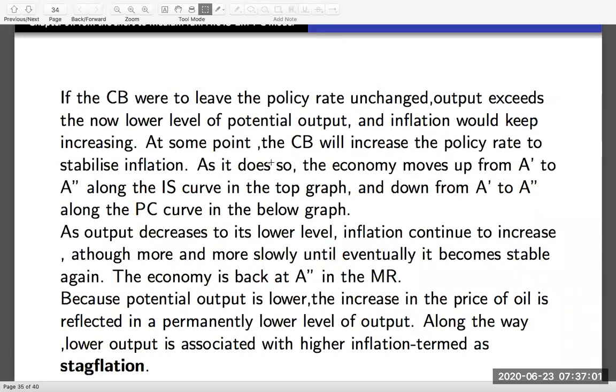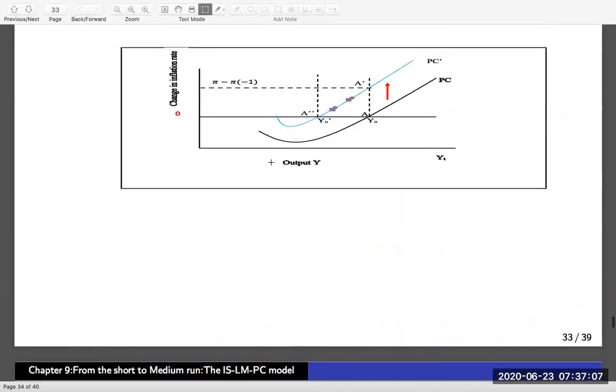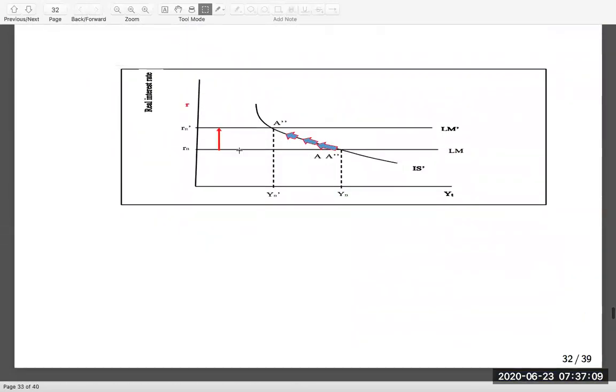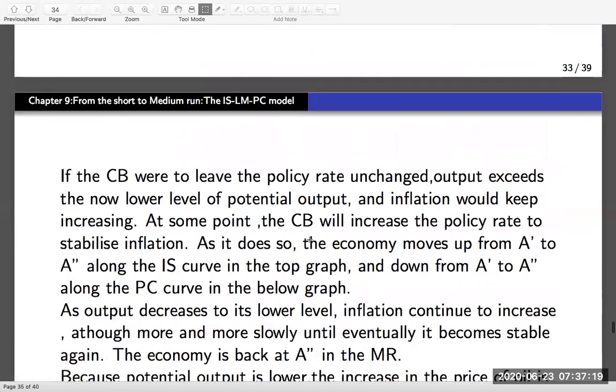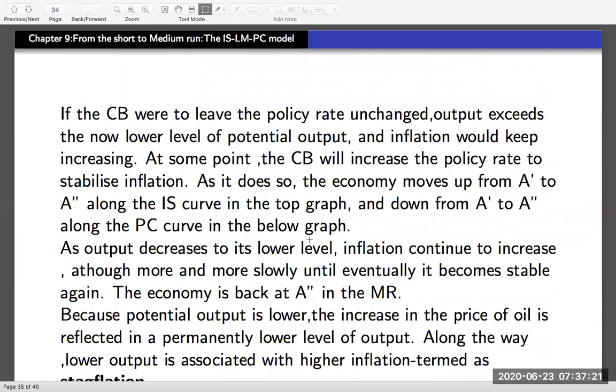So along the IS curve in the top graph. When the central bank changes the policy rate, remember, the policy rate is on the axis. So if you increase it, for example, it's a movement along the IS curve. That is important. Don't say shift when you change the policy rate, you lose marks.